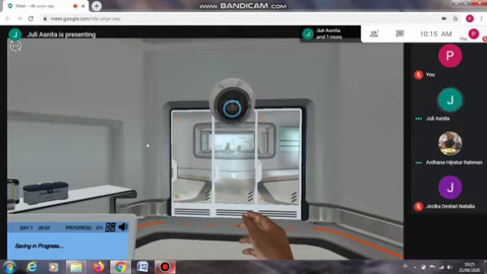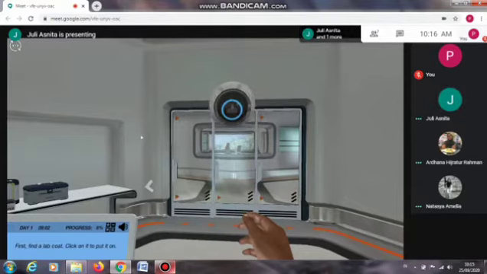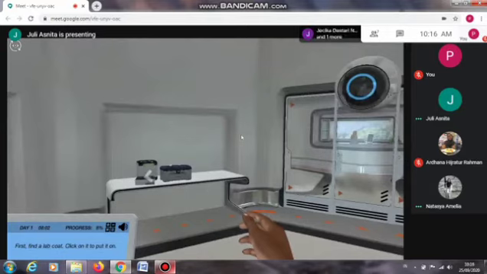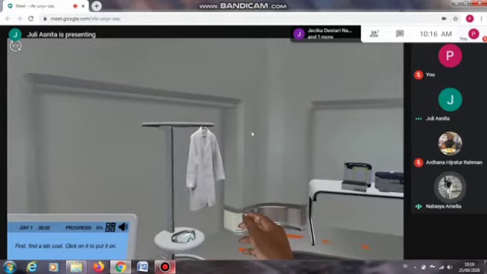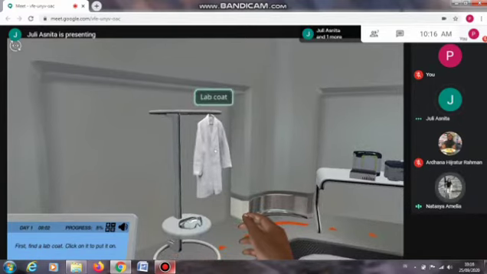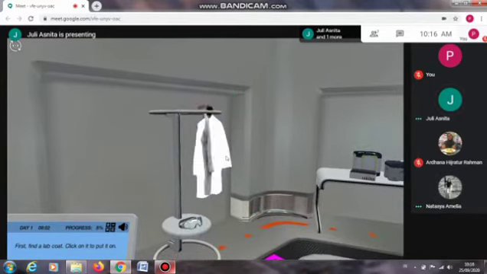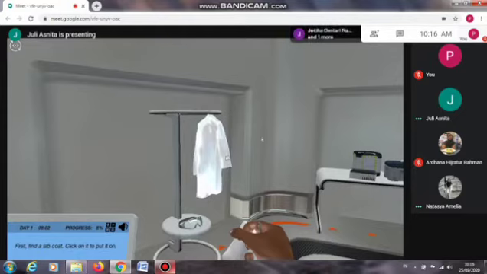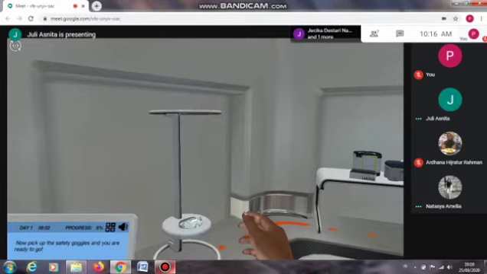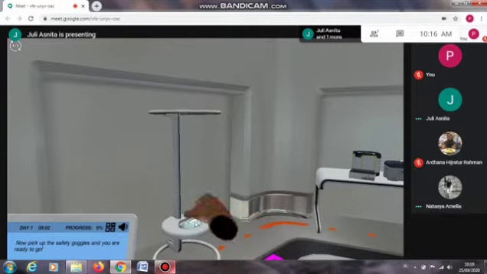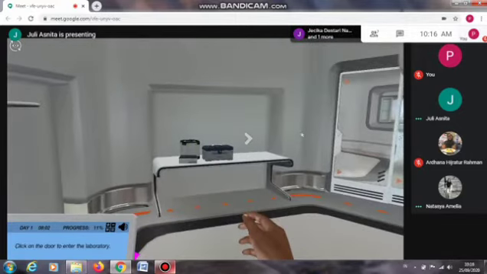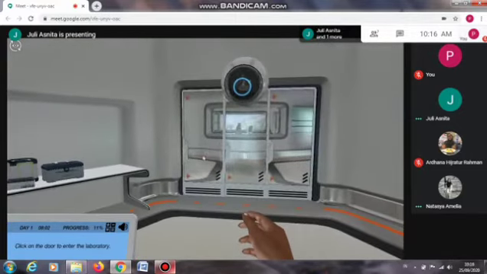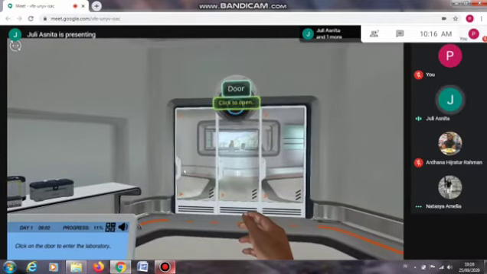Sebentar, lagi proses. First, find a lab coat. Click on it to put it on. Oke, kita mencari baju sebelum memasuki lab, kita harus menggunakan jas lab dan kacamata lab. Now pick up the safety goggles and you are ready to go. Oke. Click on the door to enter the laboratory. Setelah kita pakai, kita bisa masuk.